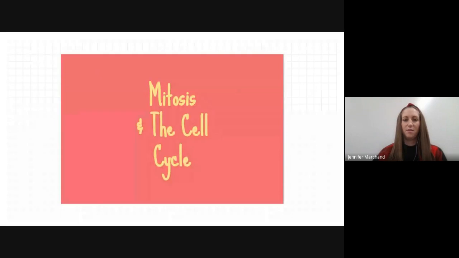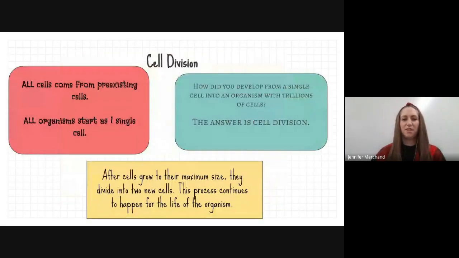The biggest thing we want to remember about mitosis and the cell cycle is that it's cell division. So we need to remember that all cells come from pre-existing cells and all organisms start as one cell. So let's think about ourselves for a minute. We are made of millions and billions and trillions of cells. How do we get to the size that we are? Because honestly, we're quite large if you consider how teeny tiny an egg and a sperm are that start our life. And that is solely from cell division.